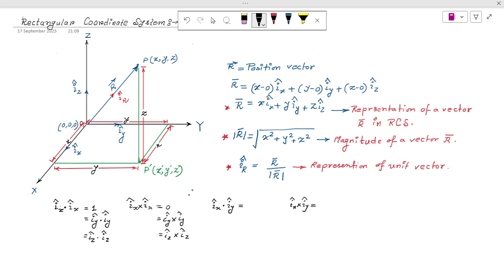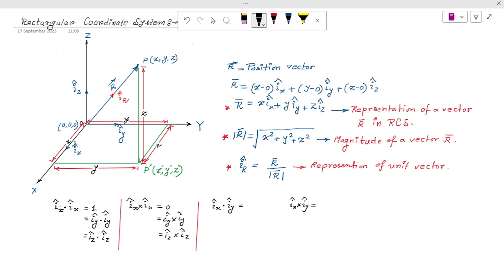Understand? So you must remember this set of formulas. Must remember. Next. Here, Ix dot Iy.